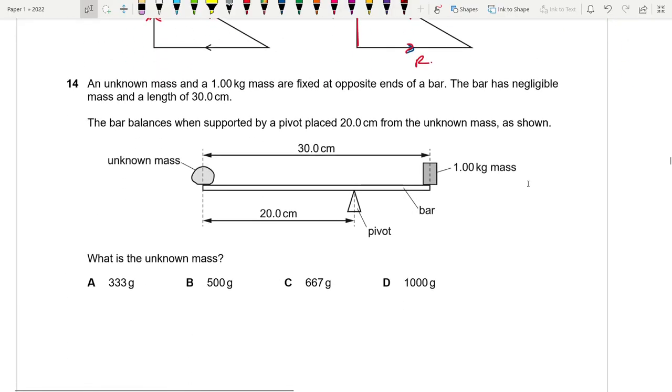14. An unknown mass and a 1 kg mass are fixed at opposite ends of a bar. The bar has negligible mass and a length of 30 centimeters. The bar balances when supported by a pivot placed 20 centimeters from the unknown mass as shown. Okay, what is the unknown mass?